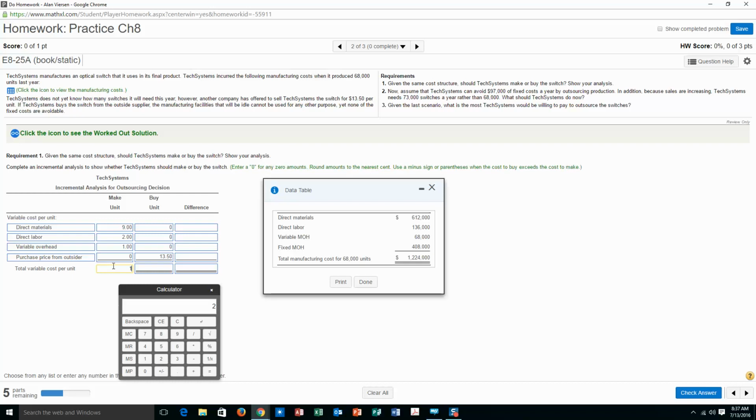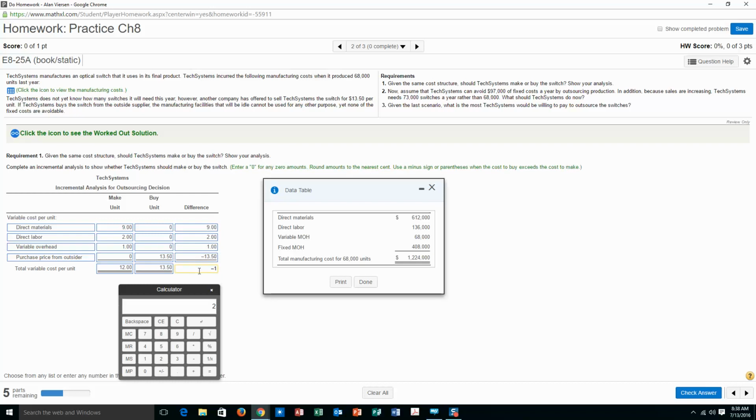Adding up all of these, total variable costs are $12. The total cost to make the product is greater than $12, but we can't avoid any of the fixed costs, so only the variable costs are relevant. The difference between these costs: $9 here, $2, $1, and this is a negative 13.50. This is what they were talking about as far as using a negative sign or parentheses.